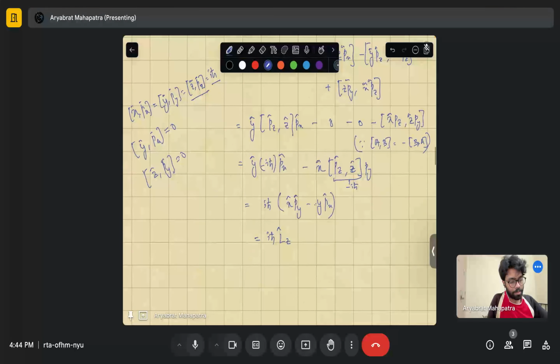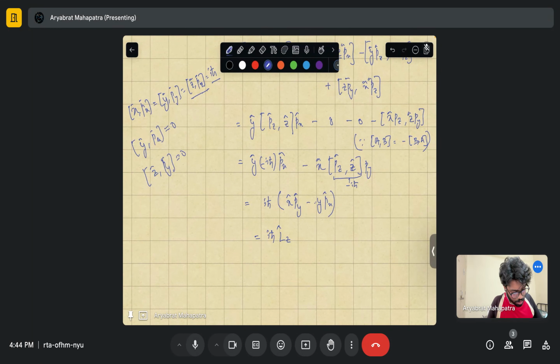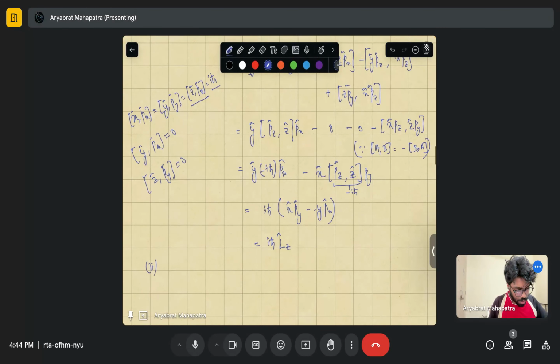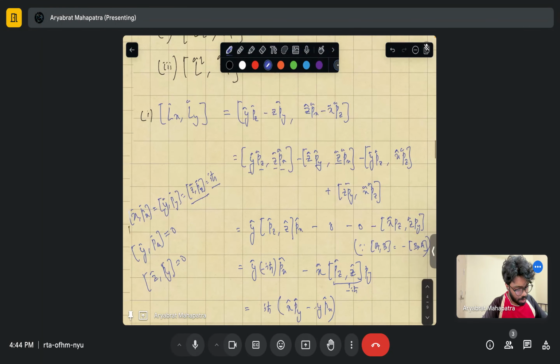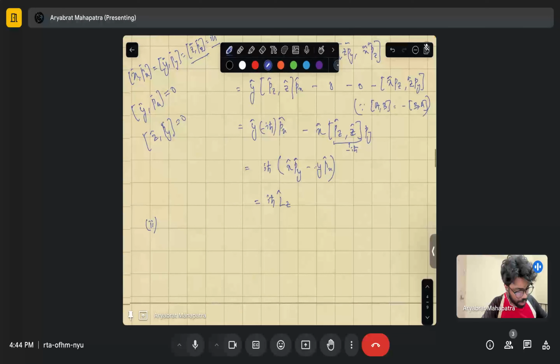Okay, so next again we have another commutation to prove. This time we have Lz and L plus. So now what is L plus? This is your ladder operator. We call this L plus a ladder operator. This is very similar to the ladder operators you have for the harmonic oscillator. I hope you are aware of these harmonic oscillator ladder operators.